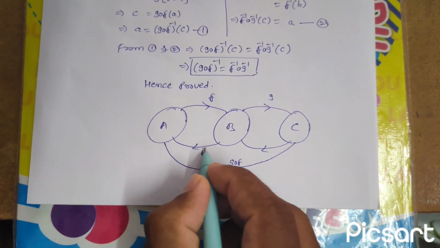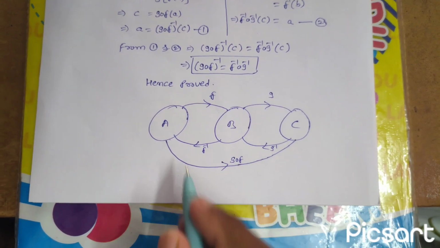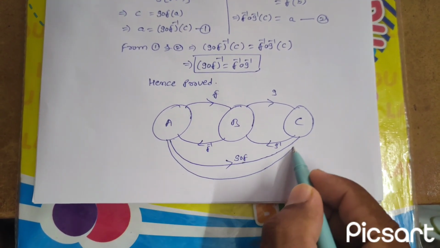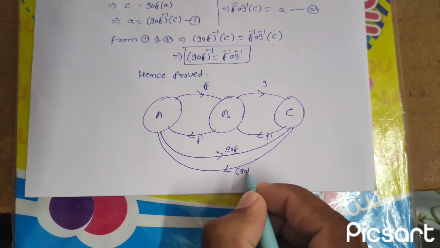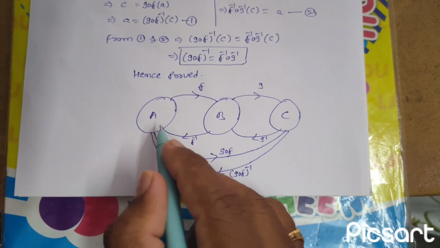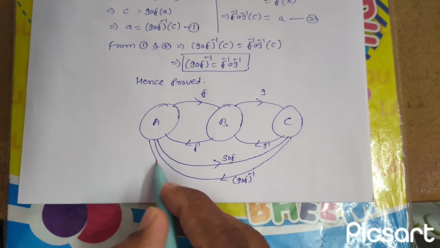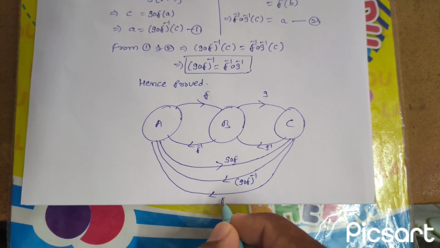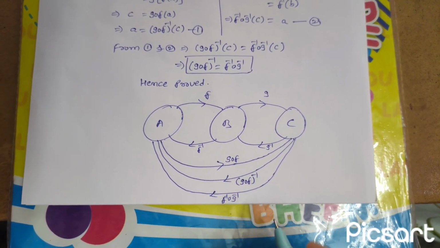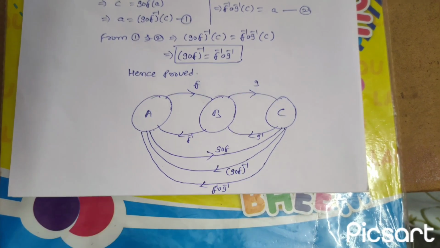This is F inverse. This is G inverse. And also this mapping is (G∘F)⁻¹. (G∘F)⁻¹ is a mapping C to A, and the RHS composite function F⁻¹∘G⁻¹ is also a mapping C to A.